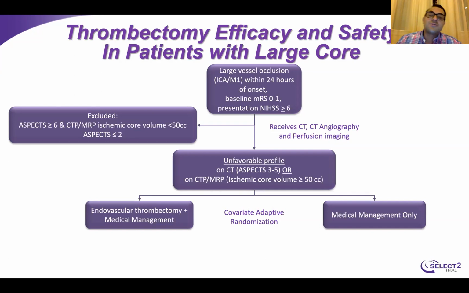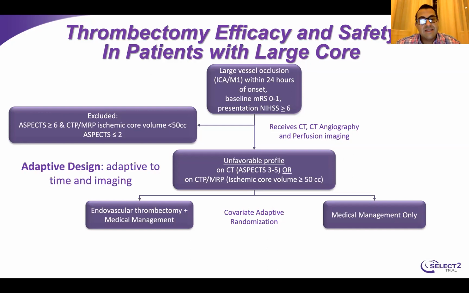Now, if your stroke patient has an ASPECTS of 1 or 2, guess what? We're not going to be treating that patient either. Now, unfavorable profile is what we're looking for. CT ASPECTS 3 to 5 or CTP showing greater than 50 cc's infarcted tissue. And then the patients will be randomized, like we said, covariate adaptive randomization, mechanical thrombectomy plus medical management, or medical management alone. It's an adaptive design, adaptive to time and imaging.